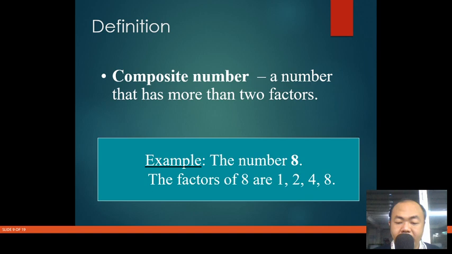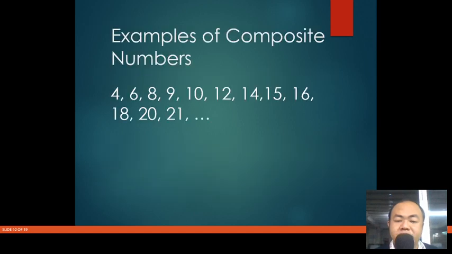Examples of composite numbers: 4, 6, 8, 9, 10, 12, 14, 15, 16, 18, 20, 21. Please remember, all even numbers except 2 are composite numbers because they can be divided by 2 and 1. Here is the table of prime numbers, you can check it later.